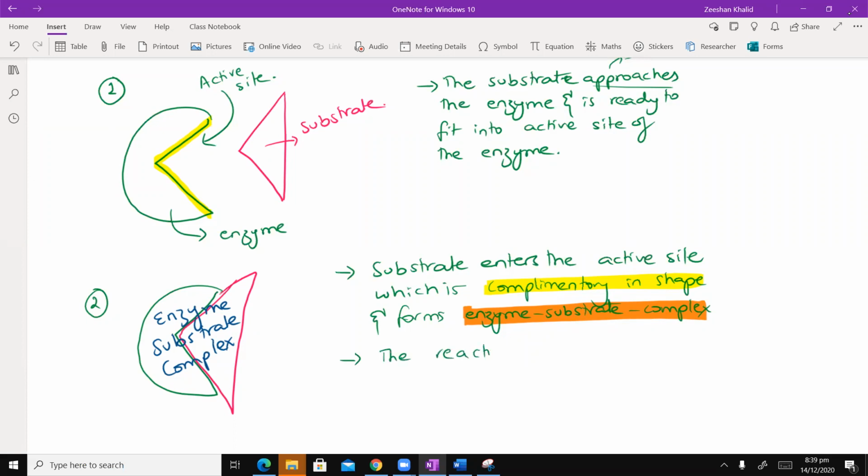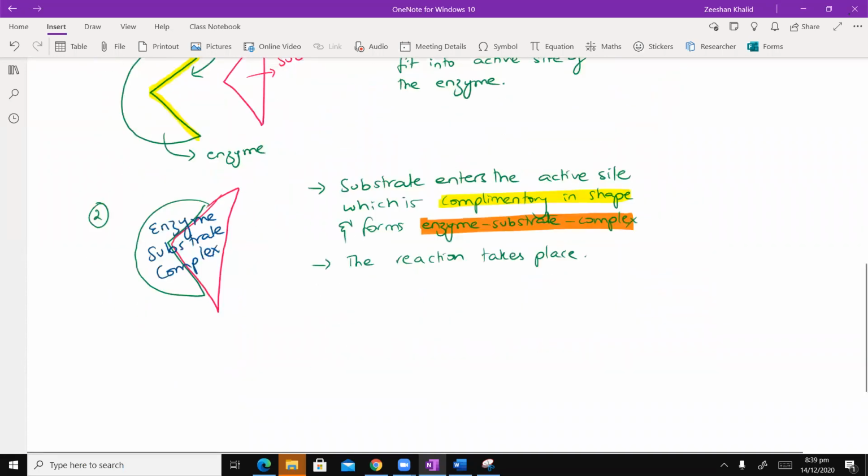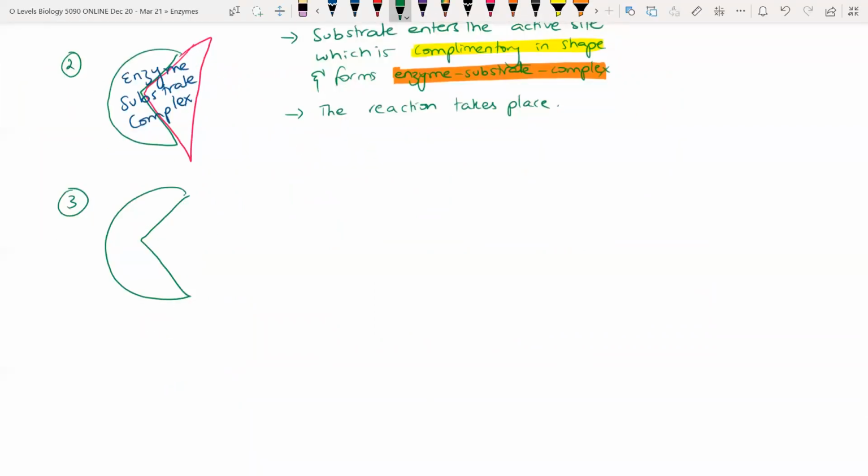The reaction takes place. Of course, the bonds are being broken. Bonds ki kya detail hai and all of that stuff. You don't need to go into that details. So that's the second point of this. The third, once the reaction is complete, then what happens is the enzyme will, of course, remain the same. But now what is formed is known as products.